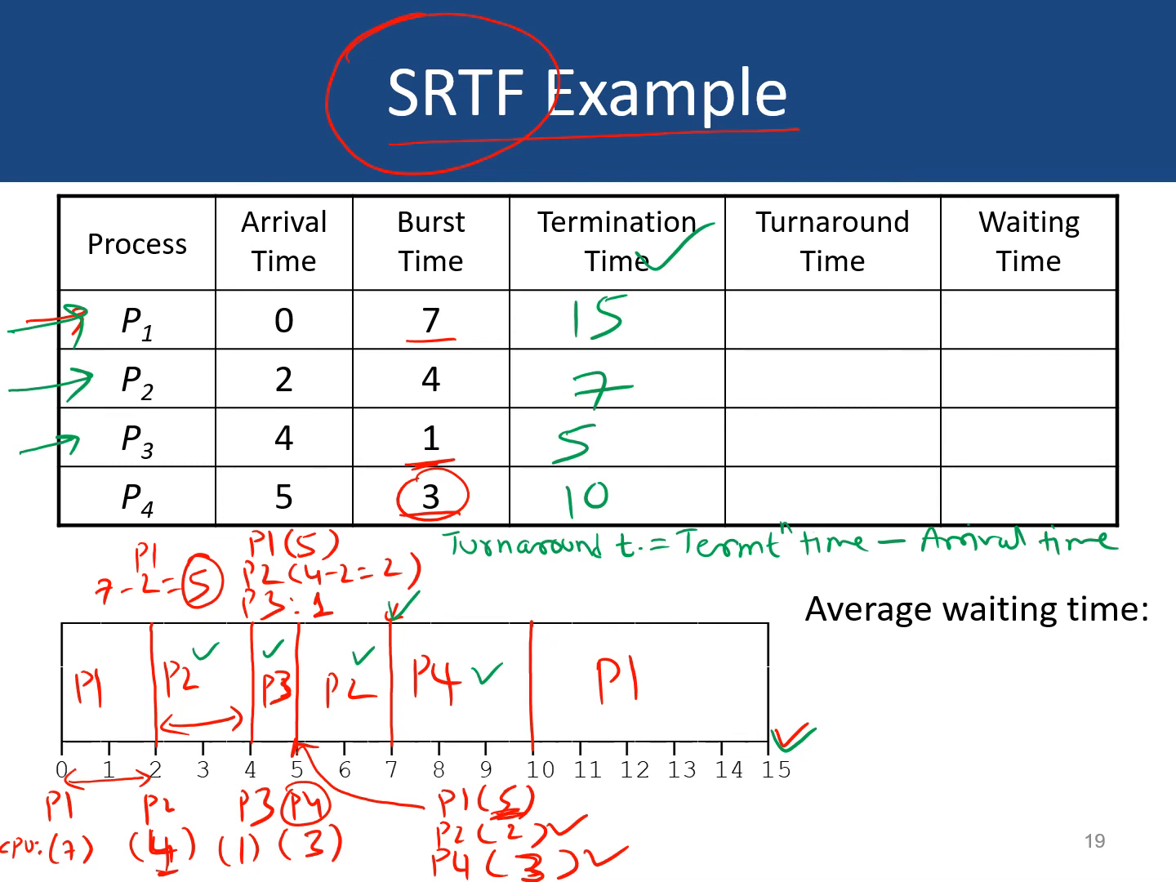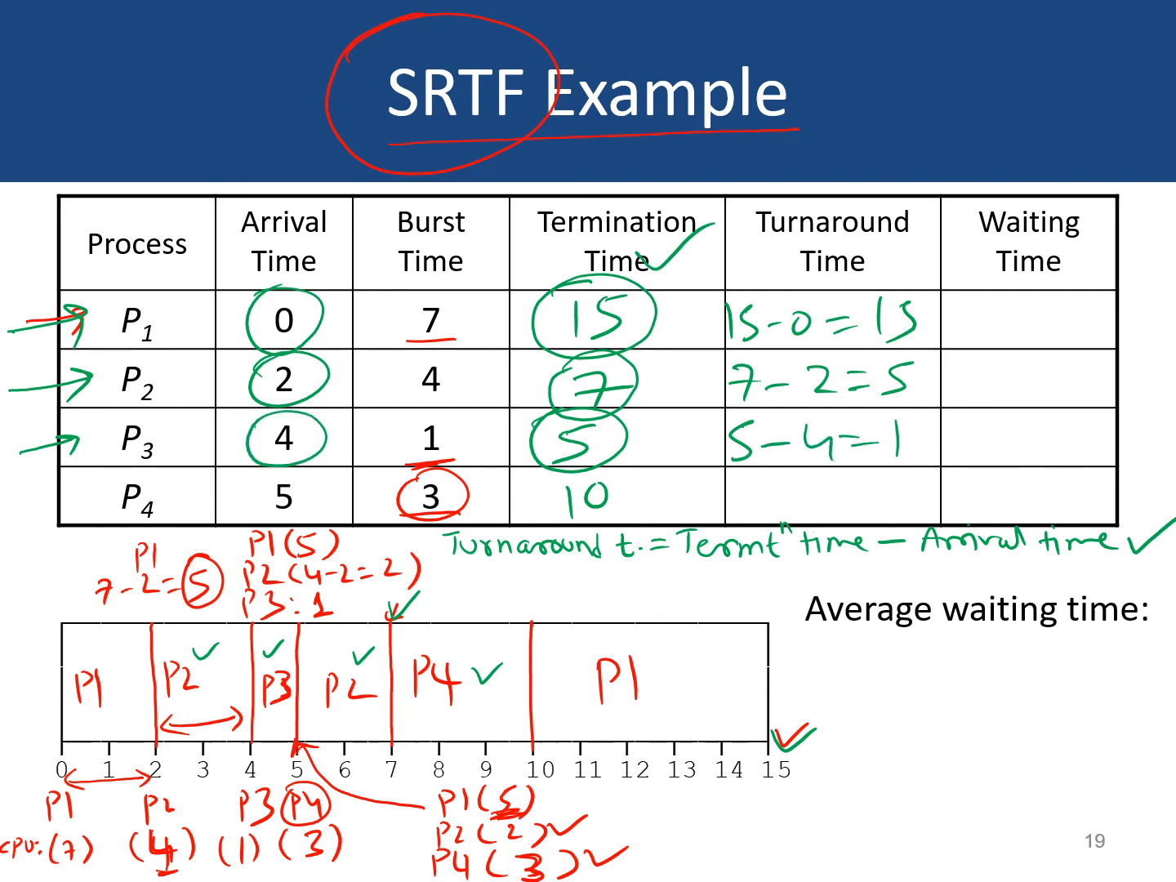Recall, the turnaround time is the termination time minus the arrival time. So for process P1, turnaround time would be 15 minus 0, which is 15. Similarly for process P2, the turnaround time would be termination time 7 minus the arrival time 2, which is 5. For P3, it would be termination time 5 minus the arrival time 4, which is 1. And for P4, it would be the termination time 10 minus the arrival time 5, which is 5.